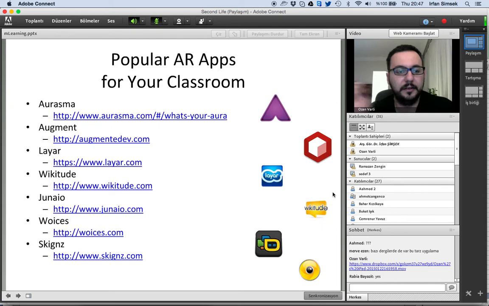There's Layar and Wikitude and Junaio. These three are very similar to each other. Again, that's another lesson cluster. These are location-based augmented reality applications. You can use your phone or your tablet or whatever device you have, and you can just hold it to the physical objects around you.